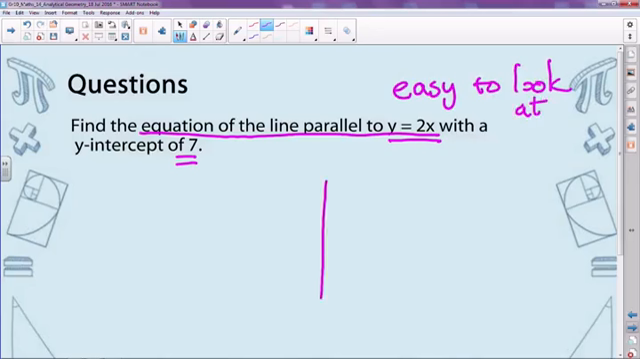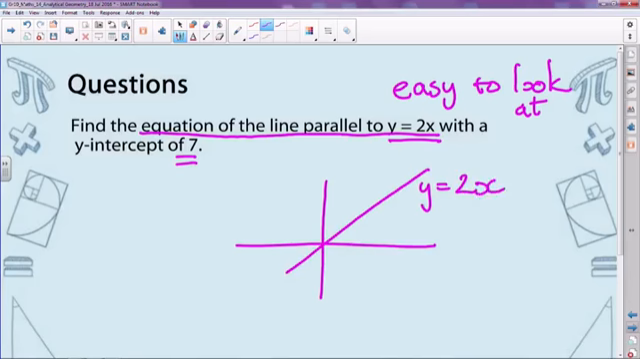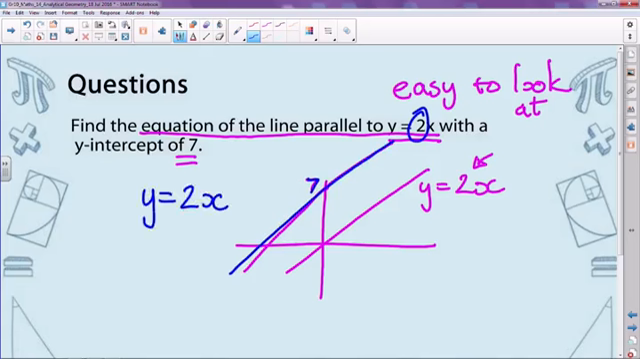I've got two lines. One of them is y equals 2x. So I know it's going to go up because of the positive gradient. Now the other one has a y-intercept of 7 and it is parallel. So there we go. Parallel indicates that it's going to have exactly the same gradient as the previous line. So that means my new equation is y equals 2x plus 7.